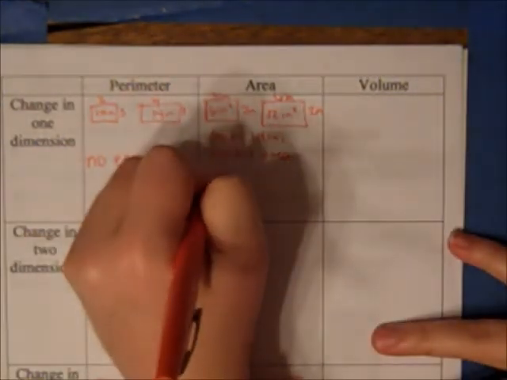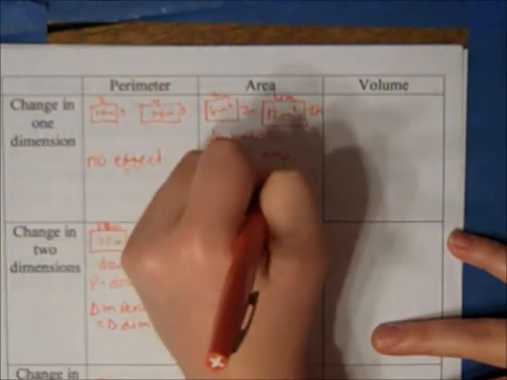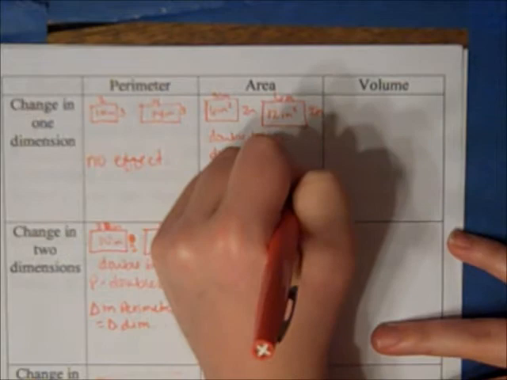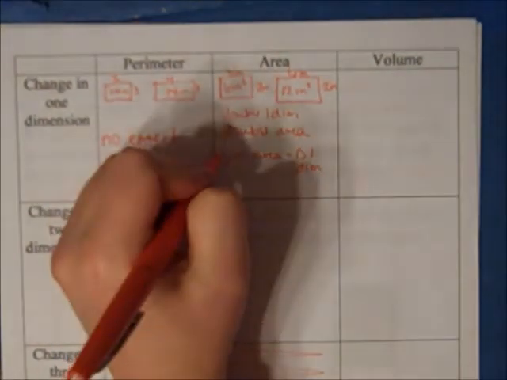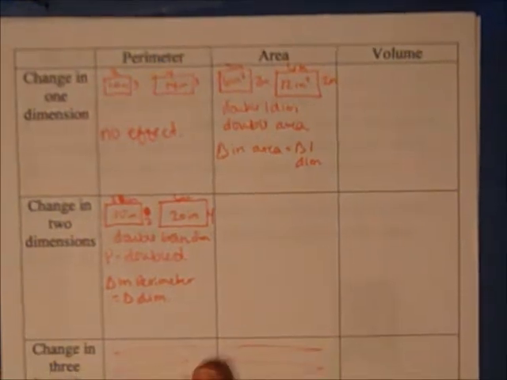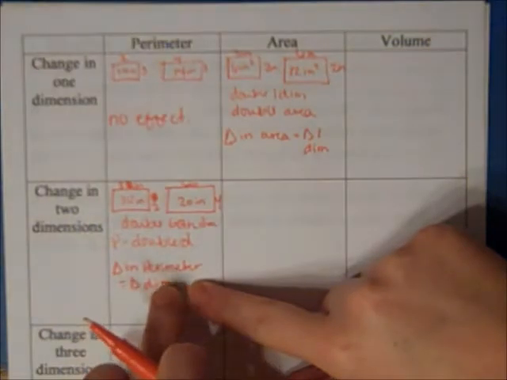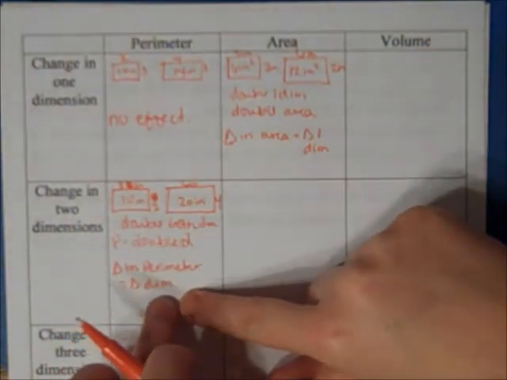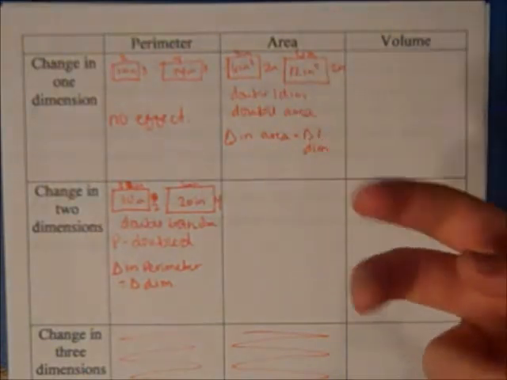So the change in the area is equal to the change in the dimension when I change one dimension. So if I tripled the length, I'm going to triple the area. If I halved the width, I'm going to halve the area. Which is kind of different from perimeter, because on that one I had to change both dimensions in order to get that change. But for area, since I'm multiplying, I only have to change one or the other.